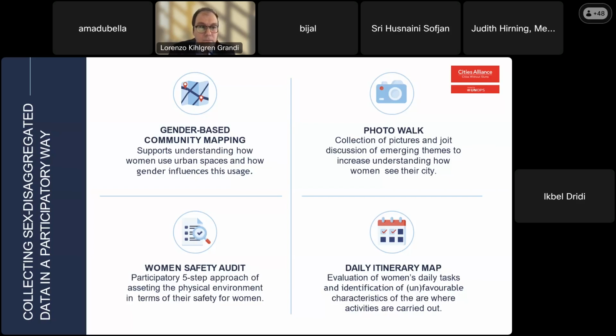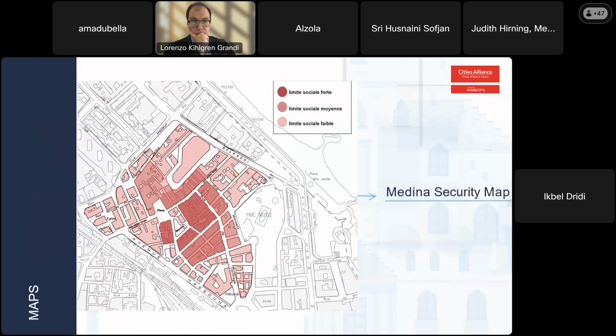Also, we use the daily itinerary map to recognize and evaluate the women's daily tasks in the neighborhood, and finally the women safety audit to examine physical environments with the goal of improving personal safety. So here are a few examples of gender-sensitive community maps developed through the project.